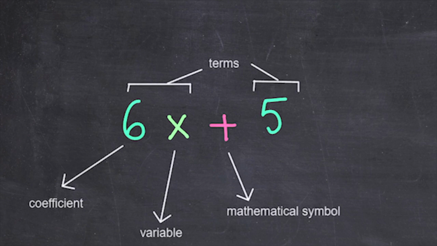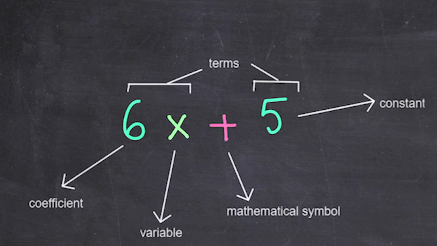A variable may or may not have a number written along with it. When a variable does not have any visible coefficients, the coefficient is assumed to be 1. For example, 1x and x mean the same thing. The 5 in the expression is called a constant. Because it has a fixed value, all numbers which appear individually in algebraic expressions are constants. There you go. Those are the 4 main parts of an algebraic expression.